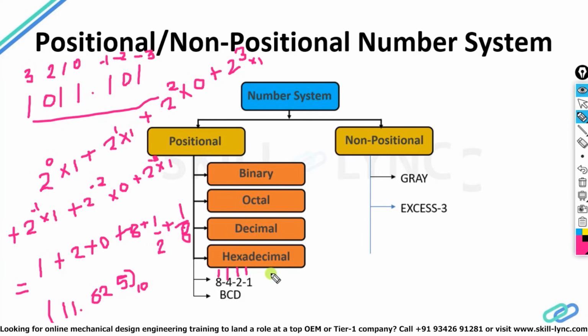So in this video, we have seen how the number system is bifurcated into positional and non-positional and why it is known as the positional number system. And I have shown how each and every weight is associated with the positions. So in the next video, we will see what BCD numbers are, what Gray code is, what XS3 code is, and what parity bits are.